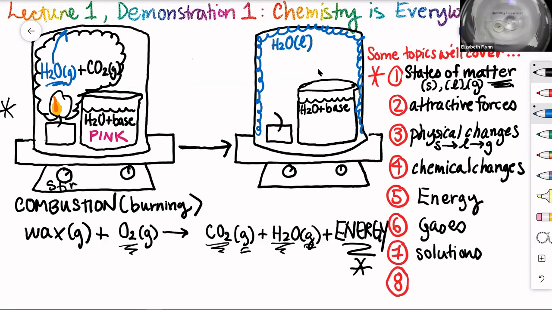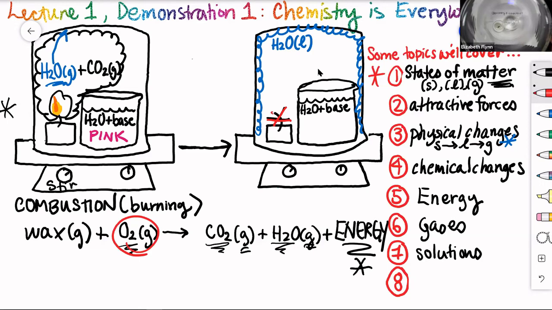So is that a chemical or physical change for the water vapor condensing? Right, that is a physical change because it's still water. It just went from gas to liquid, right? And then we also saw that the flame went out, right? So that was evidence of the oxygen gas being required for the reaction.